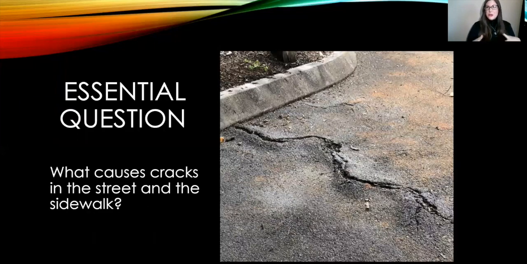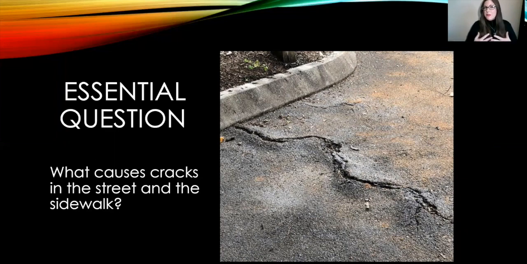So our essential question for today, the whole lesson, is going to be about what causes cracks in the street and the sidewalk. So this photograph right here is from my own driveway. And as you can see, there is a long crack that goes down the side, and there's a smaller crack over here, and it's bulging here and even over here. So what we're going to talk about today is what causes that.